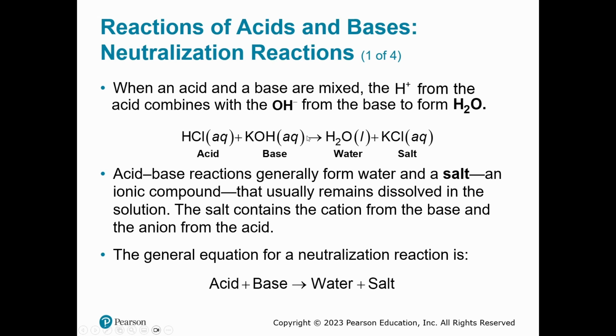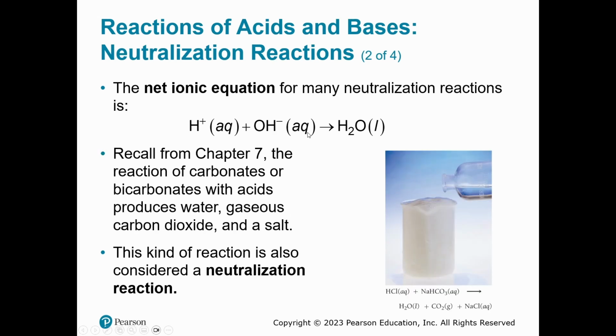And so Arrhenius acids and bases will always form neutralization reactions, whereas Bronsted bases and acids sometimes don't form neutralization reactions. We can use net ionic equations to represent these neutralization reactions because, like I said, Arrhenius acids and bases will always do these neutralization reactions, so we can treat the acids as H plus and the bases as OH minus.